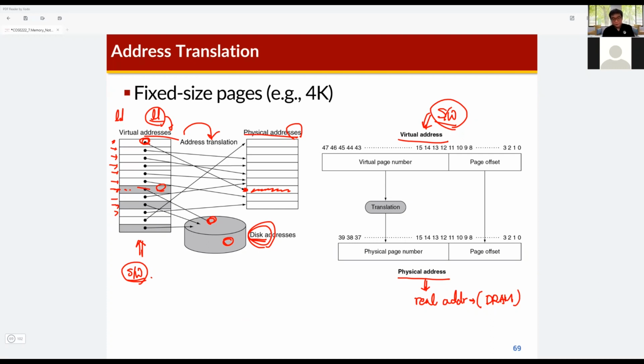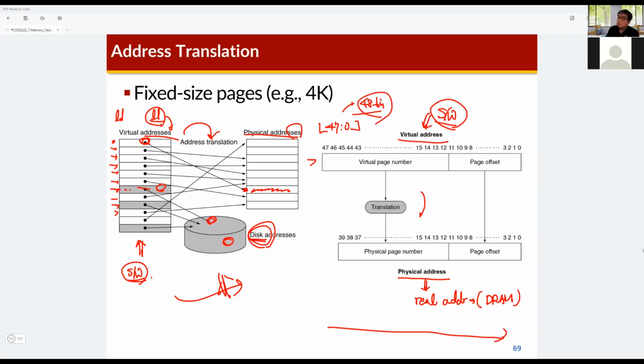Okay. So I also explain about this virtual memory. And this figure shows how the virtual address is translated into the physical address. So this is the virtual address space. If you see the number of bits for the virtual address, it is 47 down to 0. So how many bits? 48 bits. Then what is the size of this virtual memory?